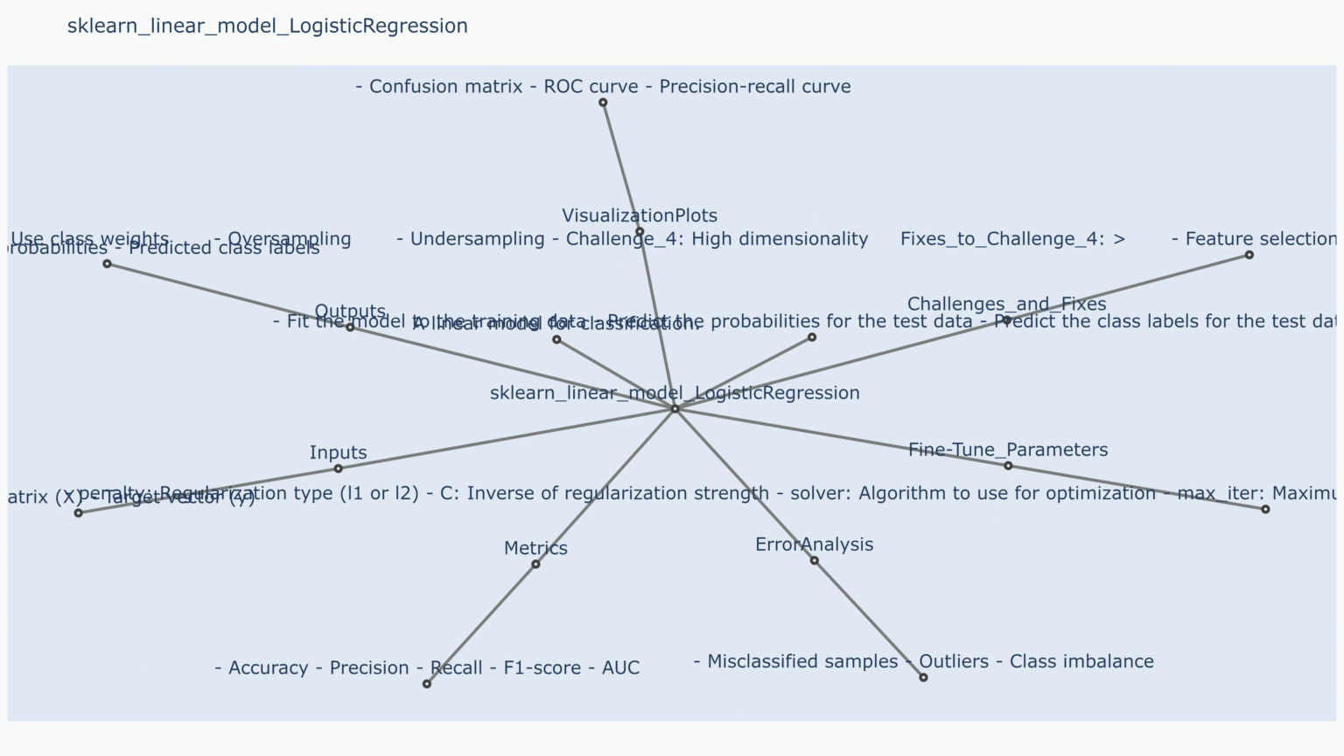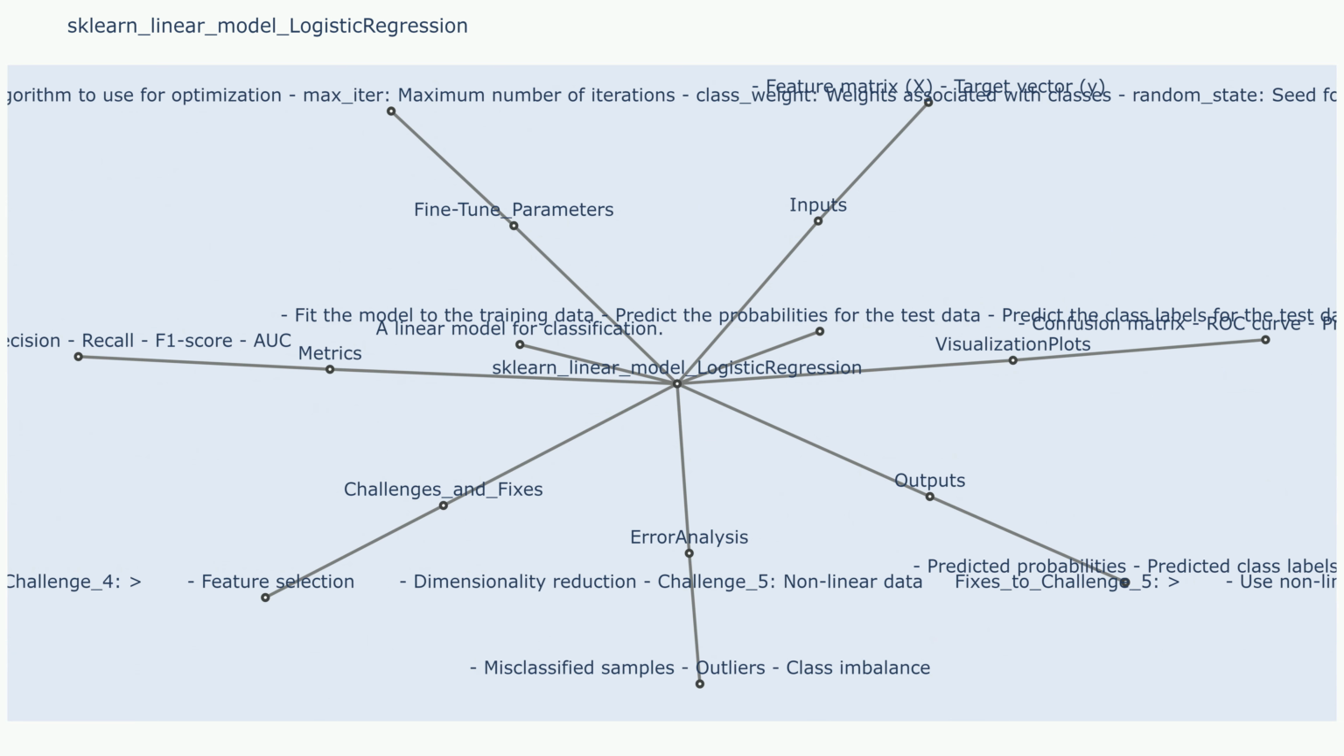Class weighting: assign different weights to the classes during training to give more importance to the minority class. Use specialized algorithms: consider using algorithms designed for imbalanced datasets, such as SMOTE (Synthetic Minority Oversampling Technique) or cost-sensitive learning.